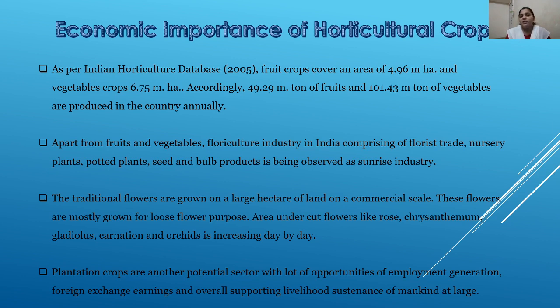Apart from fruits and vegetables, the floriculture industry in India is also a very developing sector of horticultural crops. It mostly comprises the floristic trade, nursery plants, potted plants, seed and bulb products, etc., and it is one of the emerging industries of horticulture. The traditional flowers are grown on a large area of land on a commercial scale, mostly for loose flower purposes. Areas under cut flowers like rose, chrysanthemum, gladiolus, carnation, and orchids have a high demand day by day. The plantation crops are another potential sector with lots of opportunities for employment generation, foreign exchange earnings, and overall supporting livelihood sustenance of mankind at large.